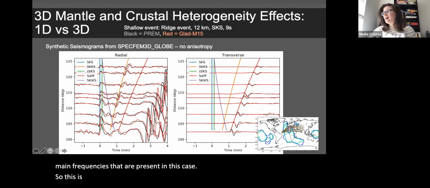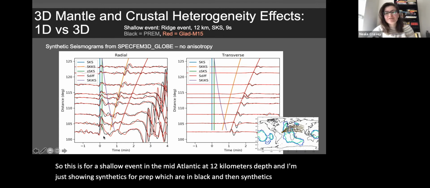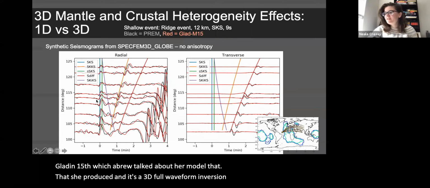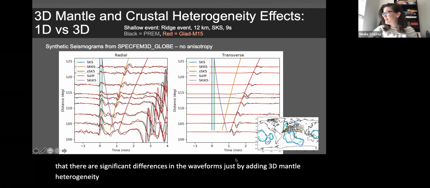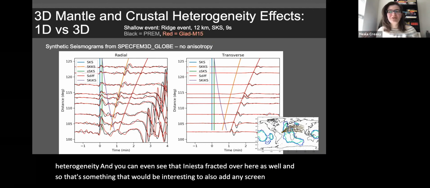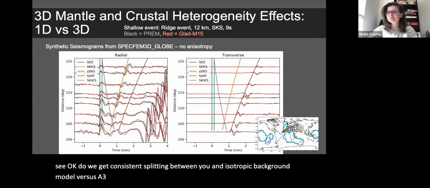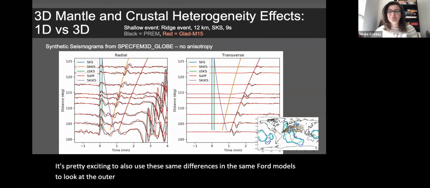And so this is for a shallow event in the mid-Atlantic at 12 kilometers depth. I'm showing synthetics for PREM, which are in black, and then synthetics for GLAD-M15, which Ebru talked about, her model that she produced, a 3D full waveform inversion model. You can see that there are significant differences in the waveforms just by adding 3D mantle heterogeneity, and you can even see that in S diffracted over here as well. It would be interesting to also add anisotropy into this to see, do we get consistent splitting between an isotropic background model versus a 3D one? It's pretty exciting to also use these same differences in these same models to look at the outer core, and how it affects outer core model corrections as well.